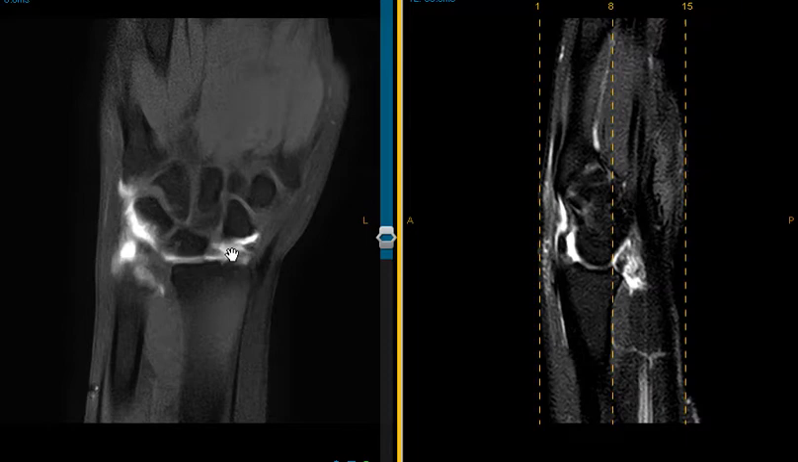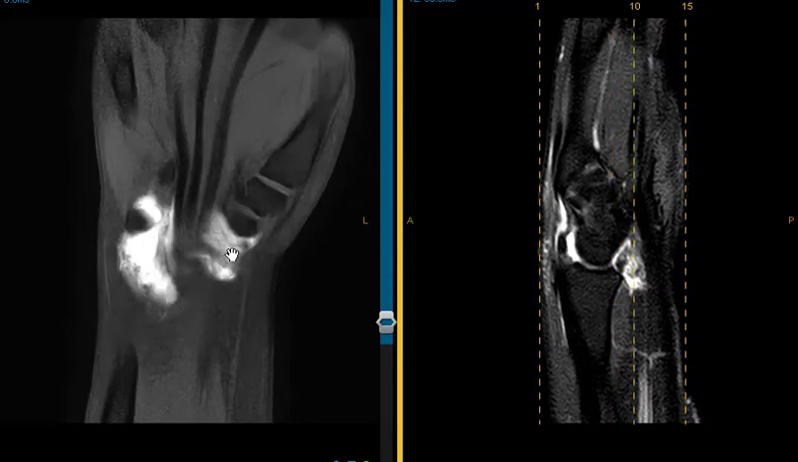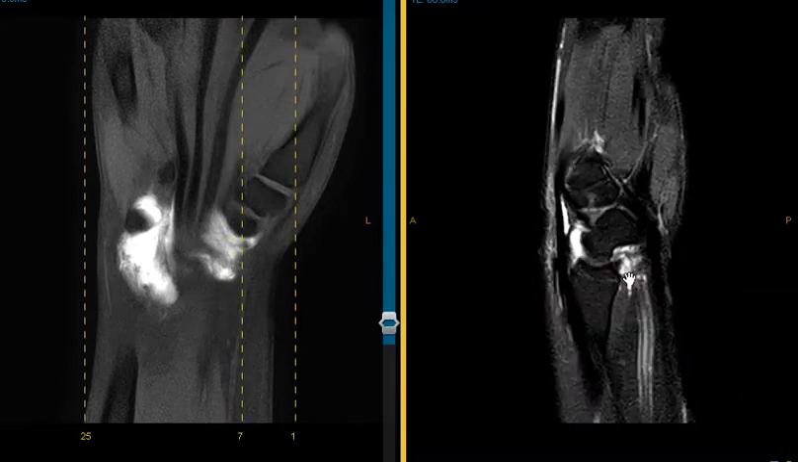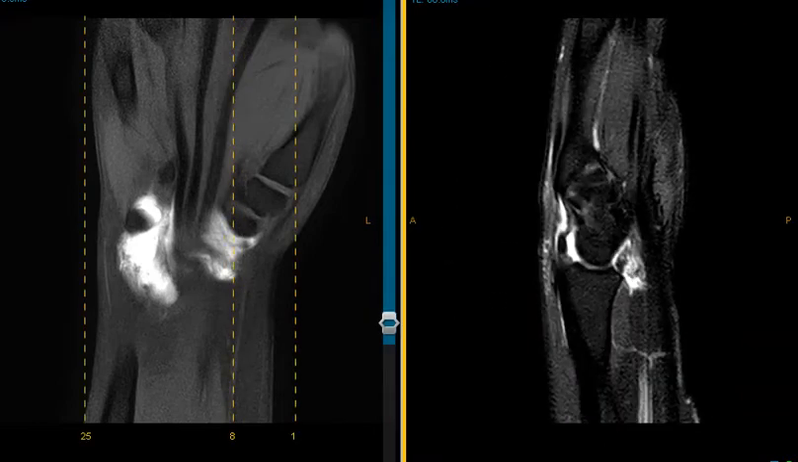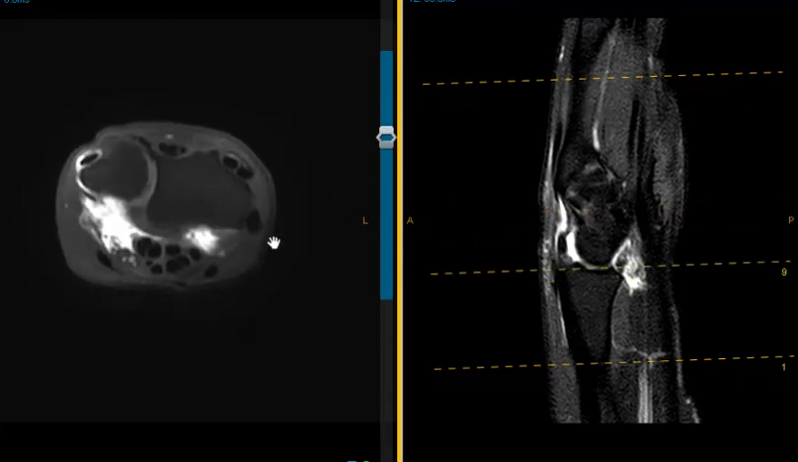If we go towards the palmar aspect, this is over the distal radius. We do see a little fluid collection right here. I'll put up an axial view here. See this better? And here we go. This is the axial view. This is the distal radius. And right here, sure enough, there's a little collection of contrast.